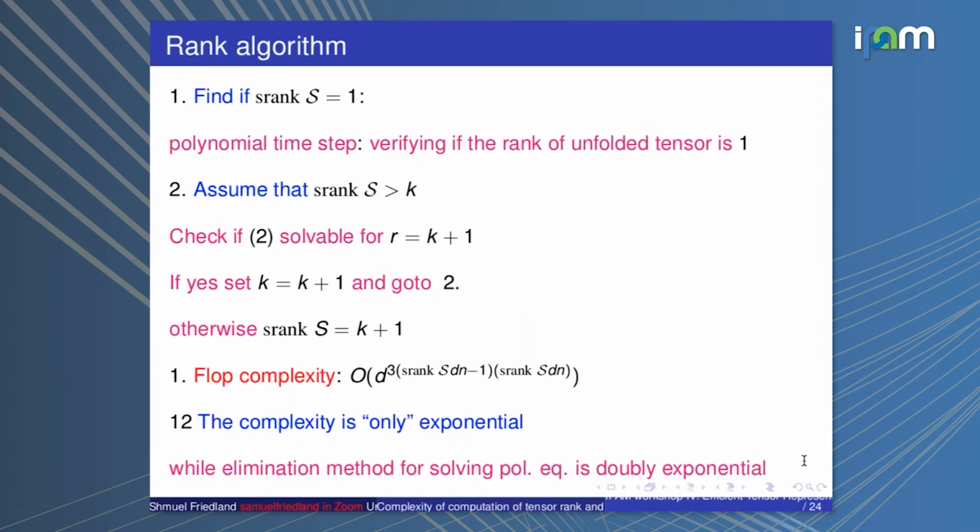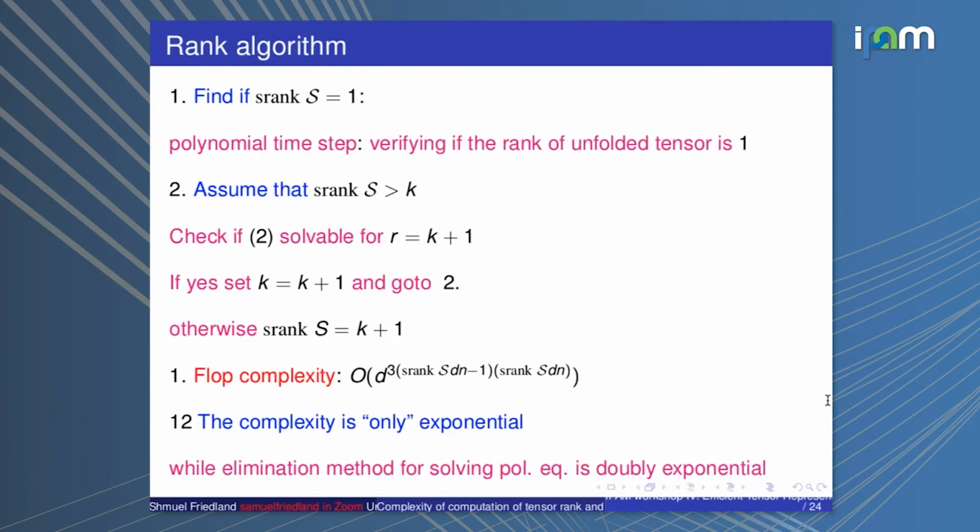Okay. So how do we do the rank algorithm? First of all, we're trying to find if the S rank of S is 1, which is the same as the rank of S is 1. That is very easy. You just unfold in one mode and see if the corresponding matrix is rank 1. Okay, but suppose it's not. So now let's do the steps.